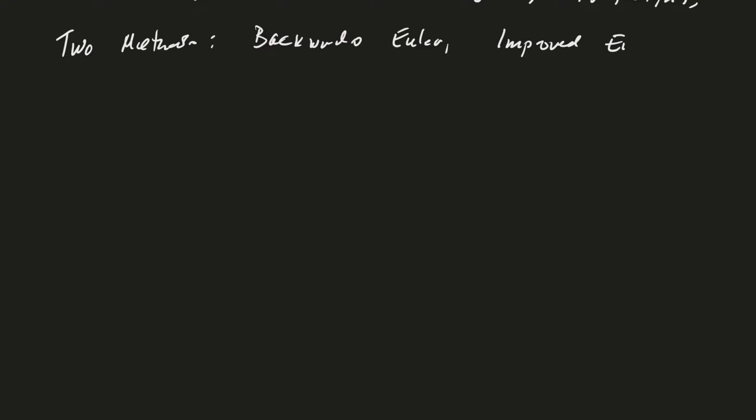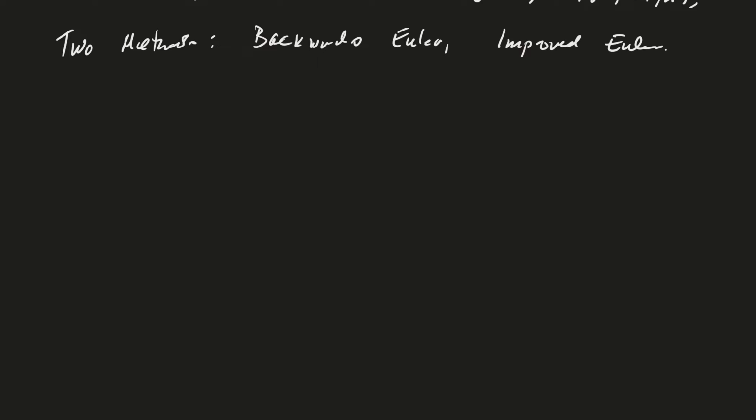Okay, so we finished the Euler forward method last time, and so this time we want to take a look at two other methods, and that is backwards Euler, and then we'll also look at improved Euler. You may be saying, why are we looking at all these Euler methods?